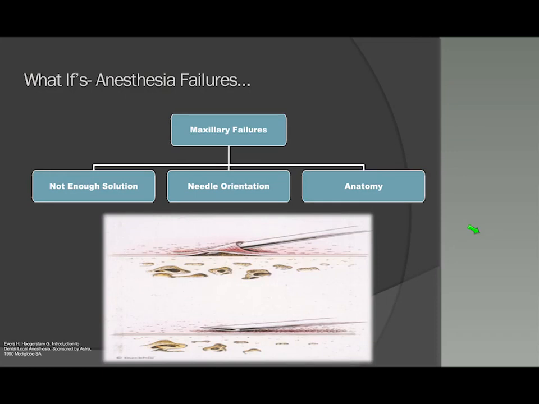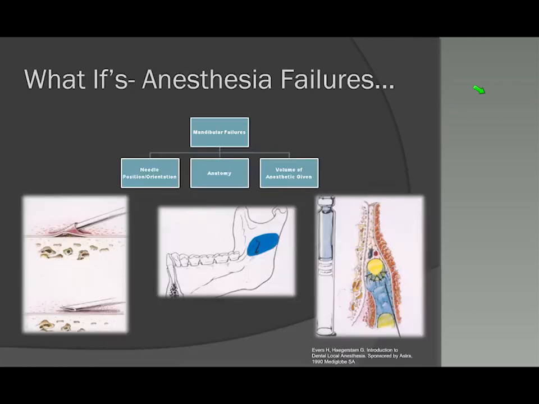So let's look at anesthesia failures. Maxillary failures are usually related to not enough solution, or needle orientation, where you have the bevel of the needle pointed up and you wind up blowing a big bubble between the periosteum and the mucosa. Really, again, we want to touch bone and have that bevel oriented toward the periosteum, and if you make bone contact, periosteum's pierced, you allow an avenue for that medication to diffuse in. And anatomy, we talked a little bit about infraorbital nerve or roots that are inclined to the palatal side, where you may have to give additional palatal anesthesia to get local anesthesia.